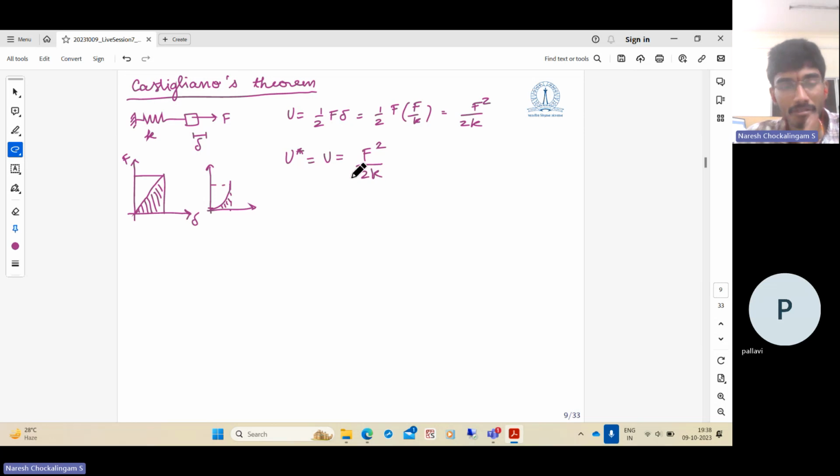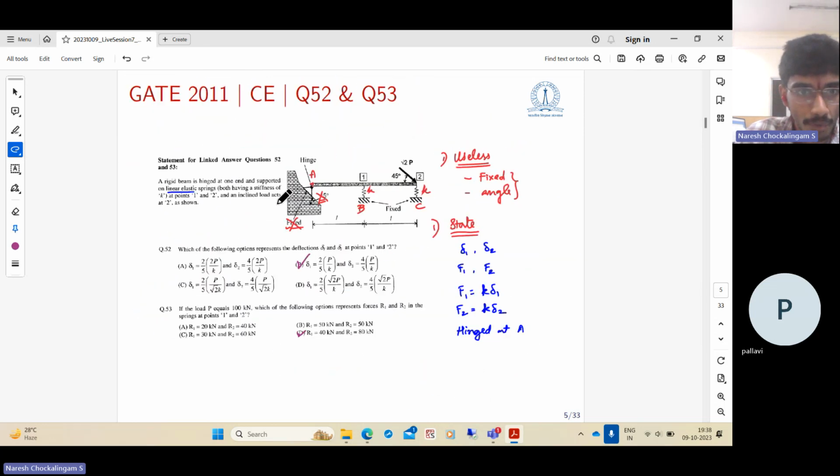In this problem, we have two springs. So what is the complementary strain energy for this? You don't need to look at the direction of forces, the displacement. You don't need the compatibility at all. Directly, you can write the complementary strain energy of this problem as F1 squared by 2k plus F2 squared by 2k. Nothing else. There is no work done at the support. There is no work done anywhere else. So whatever work is done by the force P is only stored in these two springs.